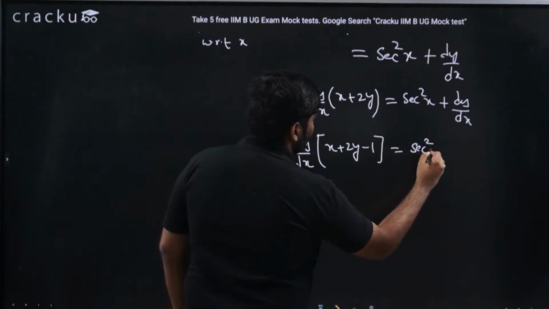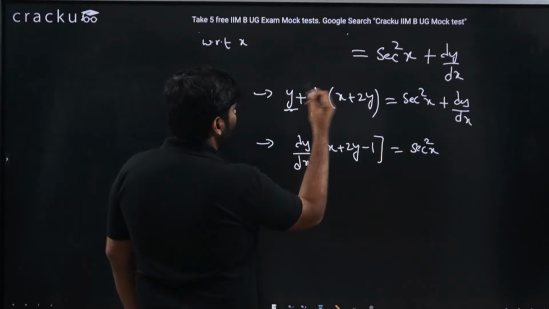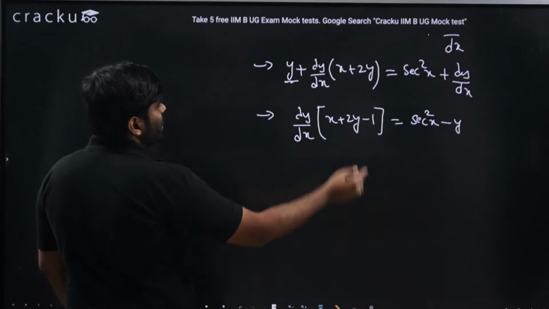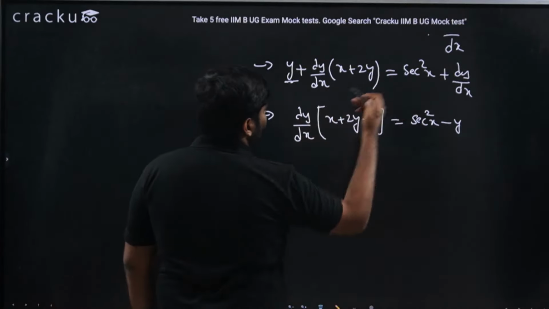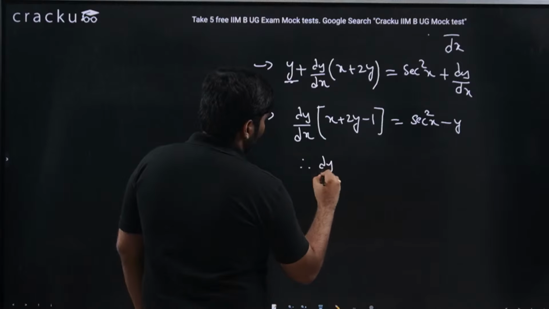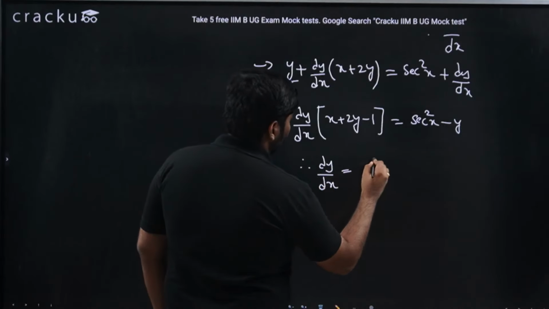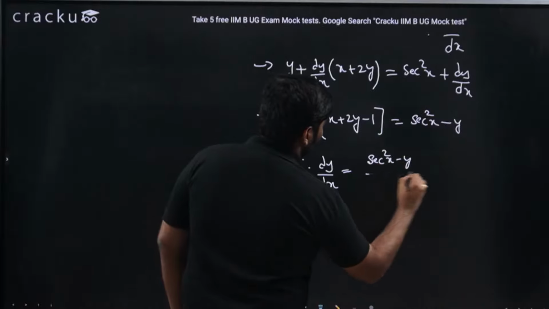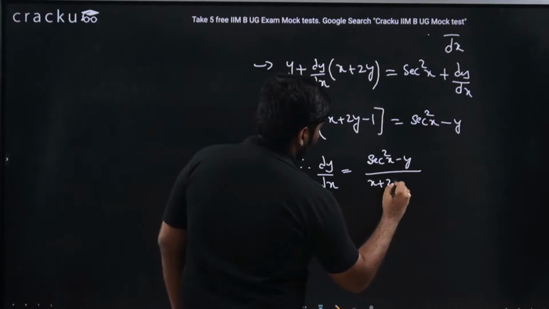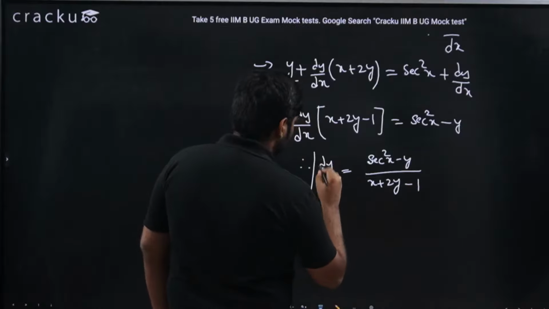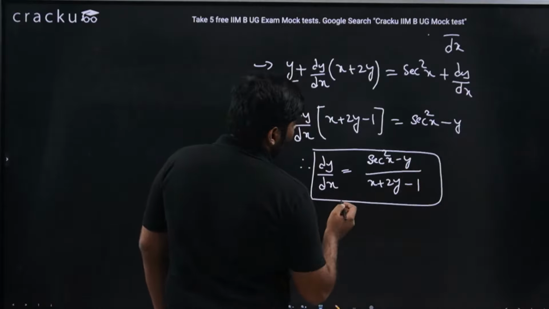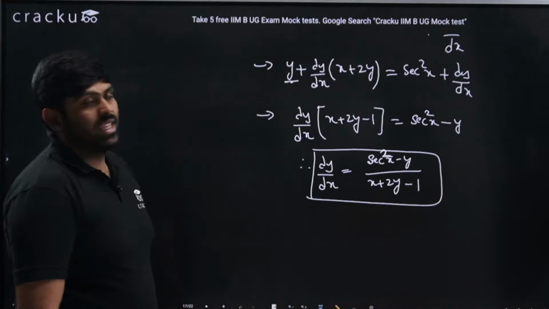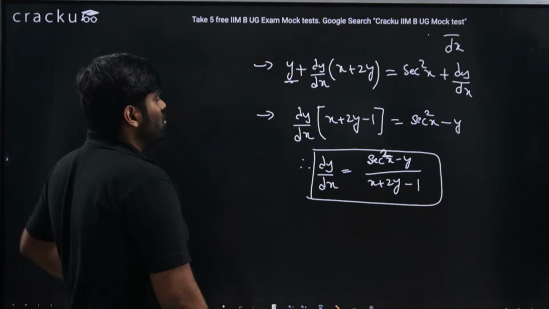secant square x. I'll take this y onto the other side. So secant square x minus y is nothing but dy by dx into x plus 2y minus 1. Therefore, simply I can write dy by dx is nothing but secant square x minus y divided by x plus 2y minus 1. This is what dy by dx is. We got dy by dx is secant square x minus y by x plus 2y minus 1.